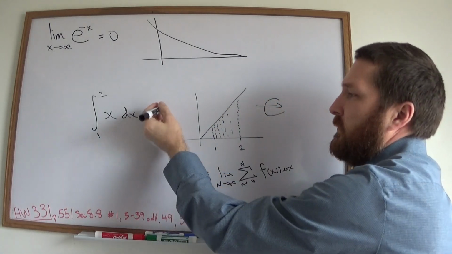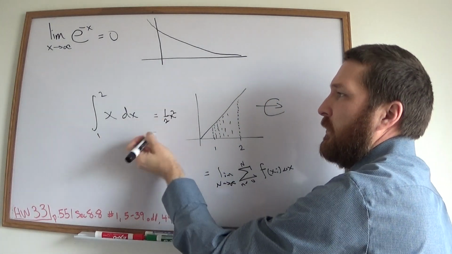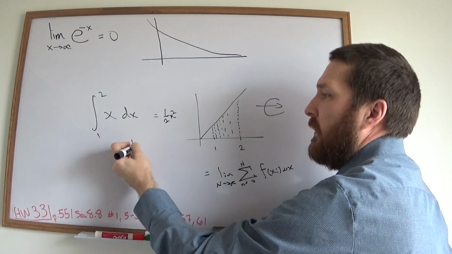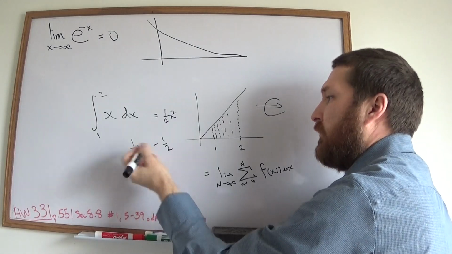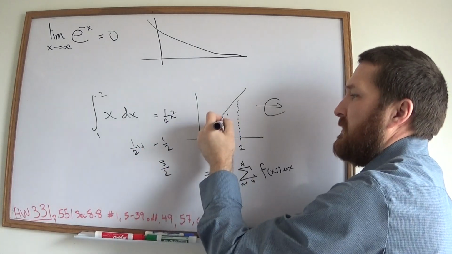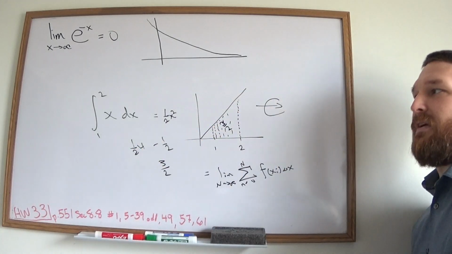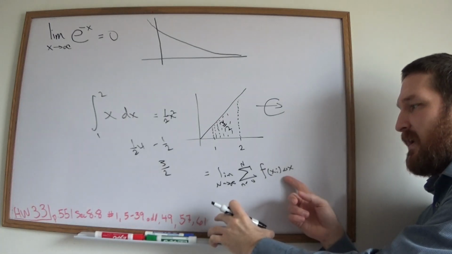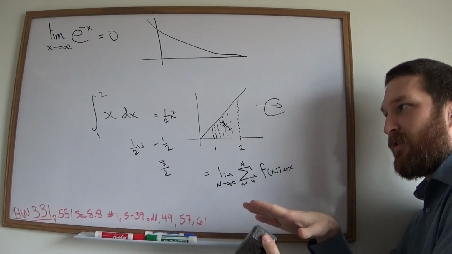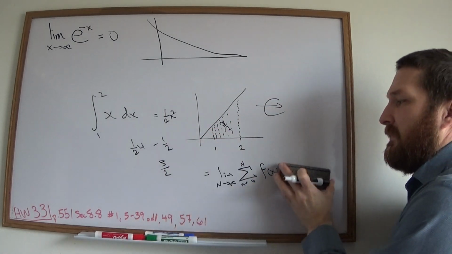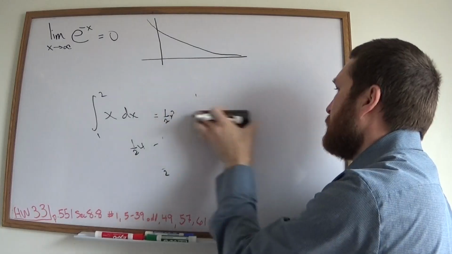We could do it explicitly: 1/2 x squared, up at 2, down at 1. That's 1/2 times 4 minus 1/2 times 1. 4 halves minus 1 half, that's 3 halves. So this area here is 3 halves. It converges to 3 halves. So this sum, as you put bigger and bigger n's in there, will converge to 3 halves. Okay, all right.